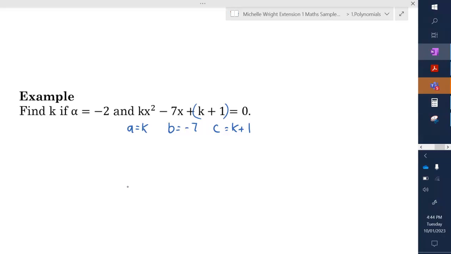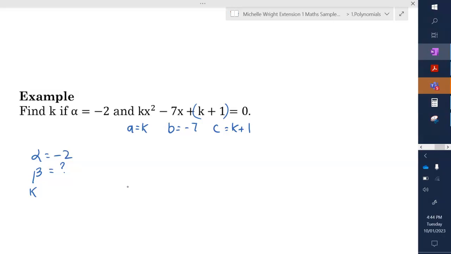We also know that one of our roots is alpha, and we need to find beta. We don't actually want to find beta, we want to find k. And we're going to use our rules for alpha and beta to help us find that.